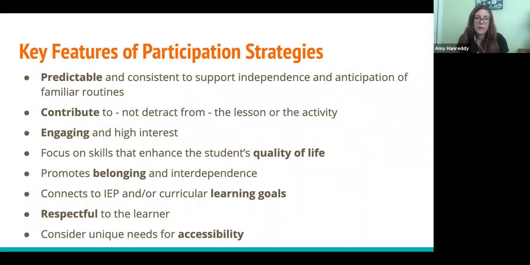Because belonging is one of the key goals of these strategies, we want to make sure that we're promoting belonging in using these strategies, connecting again to IEP goals. We want to make sure that the strategies that we're embedding are respectful or not stigmatizing to the learner. Sometimes that takes a little bit of trial and error too to make sure that the way in which we're encouraging the students' participation feels respectful to everybody involved. And then finally, of course, we need to consider any of the students' unique needs related to accessibility. So thinking about their motor skills, vision, hearing, and communication skills.